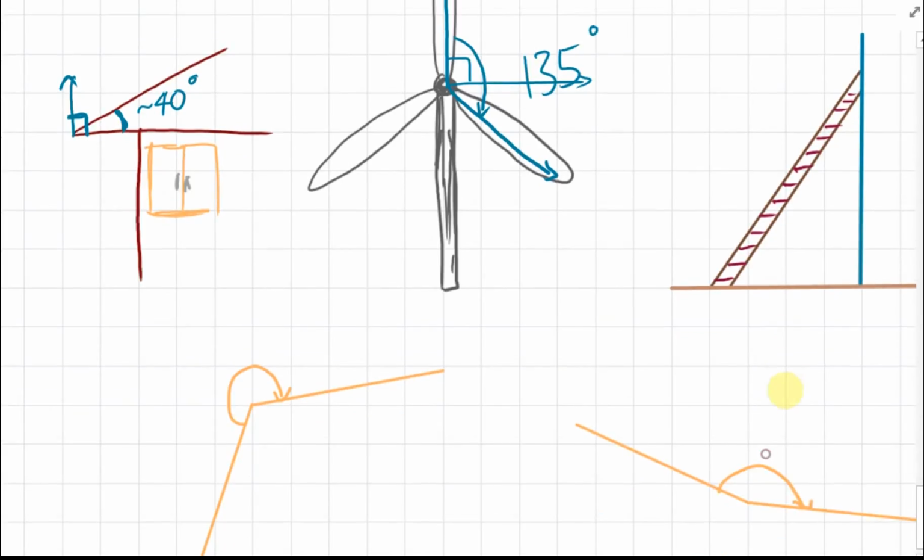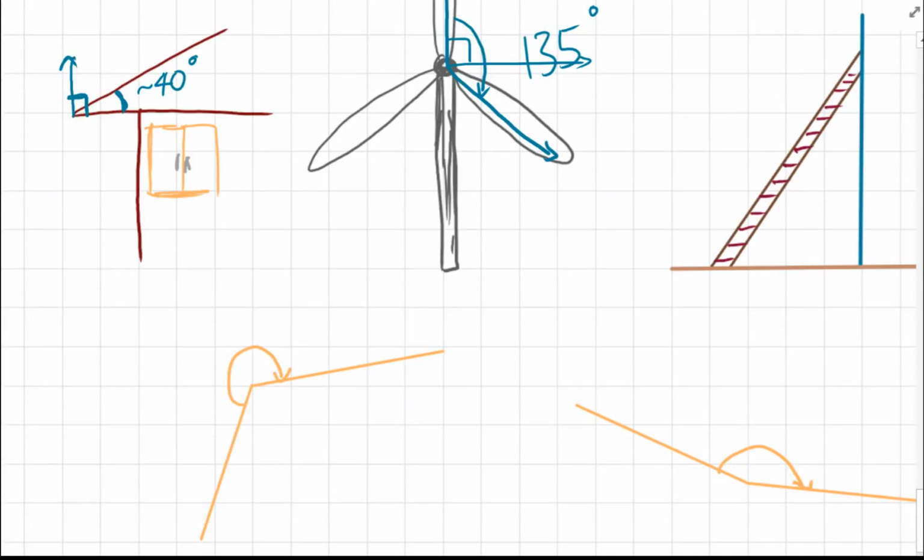Okay, here are a couple more angles we could estimate. We could estimate this angle here. We've got a ladder leaning against a wall. So that angle there is less than 90. If I were to draw another arm there, and looking at this angle here, I think it looks like it's about half. It might be a little bit more than half. So it looks like about 50 degrees.